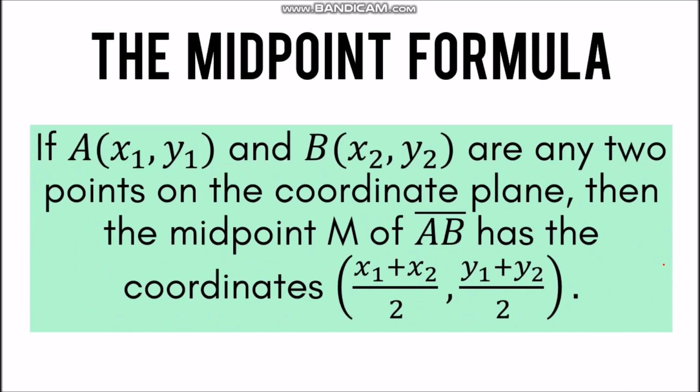If again there are 2 points, A and B, with coordinates x sub 1, y sub 1 and x sub 2, y sub 2, and they are any 2 points on the coordinate plane, then the midpoint M of the segment AB has the coordinates x sub 1 plus x sub 2 over 2, and for y, it's y sub 1 plus y sub 2 over 2. So we will just add the x coordinates and divide by 2 to get the x coordinate of the midpoint, and add the y coordinates of the 2 points and divide also by 2 to get the y coordinate of the midpoint.